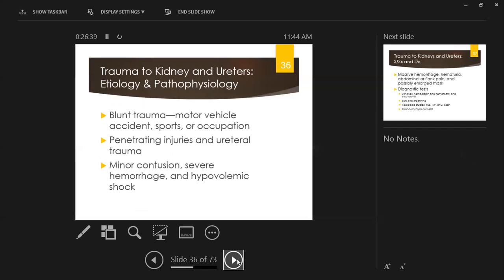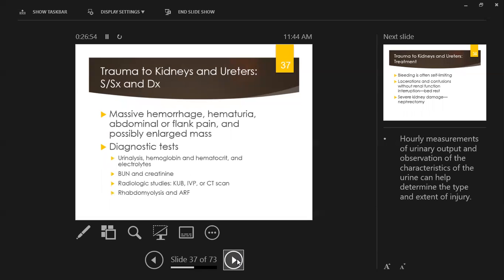Minor contusions can cause that swelling, right? We might see some swelling. Also, there may be hemorrhage or bleeding from the kidney or ureters. This is considered a severe hemorrhage and has to be treated because these patients are going to be at increased risk for hypovolemic shock, or losing volume.